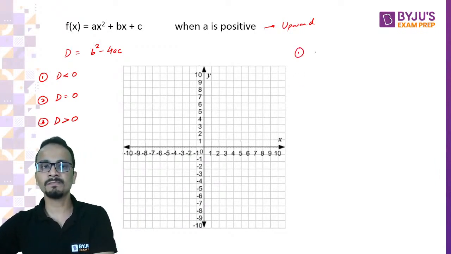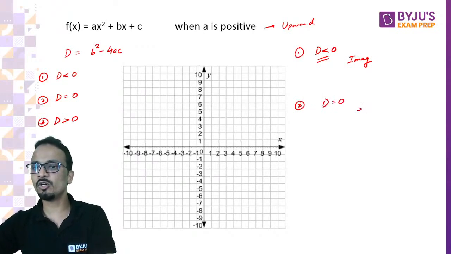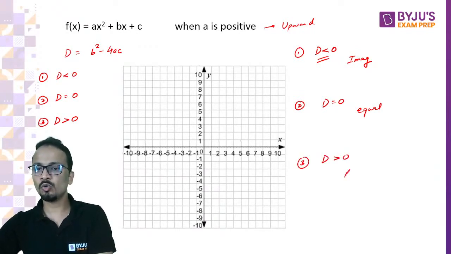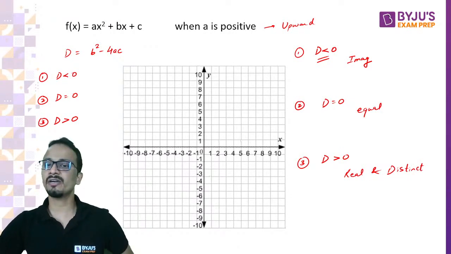Case number one, if the discriminant is negative, less than 0, then we can say that the roots are not real. The roots are imaginary. Second case was when the discriminant is equal to 0, then the roots are equal. And the third case, when the discriminant is greater than 0, the roots are real and distinct. So there will be two different roots whenever D is greater than 0.